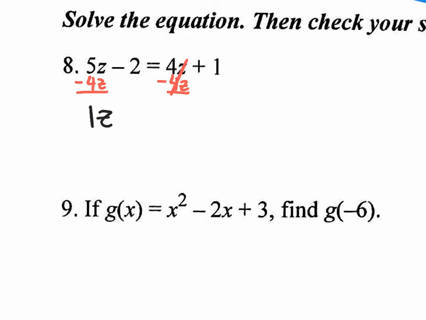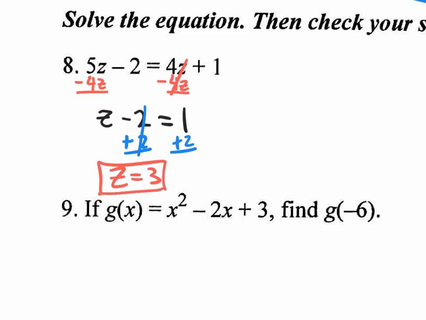As a matter of fact, I want to erase it. Just z. And of course, I'm going to bring down everything else. I have a -2, I have an equal sign, and I have a 1. So z minus 2 equals 1. I need to get z by itself. I need to get rid of this -2. What do I do? Add 2. Yeah, add 2. And what you do to one side, you do to the other side. Z equals 3, and you're done. Okay. And now, number 9.